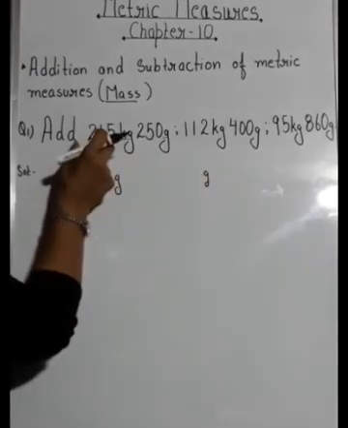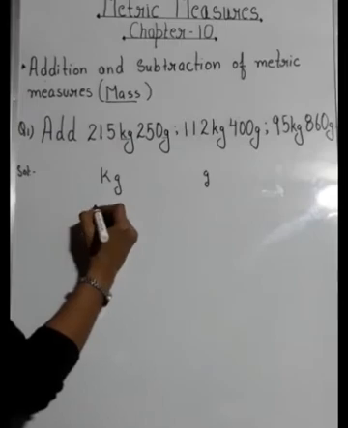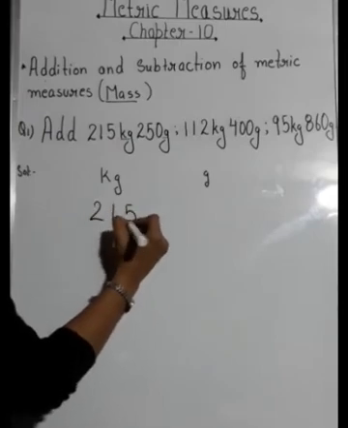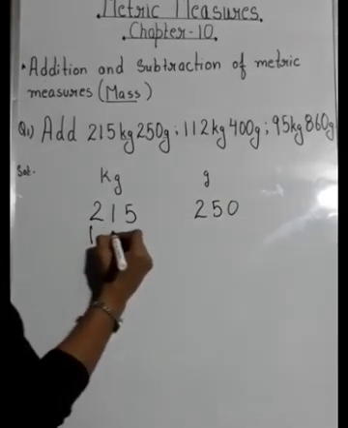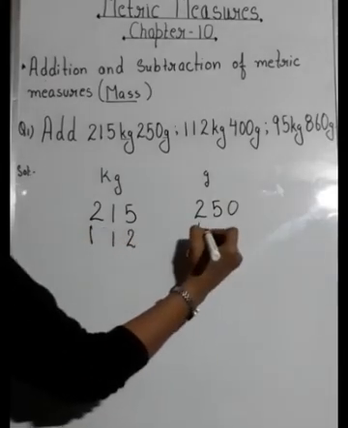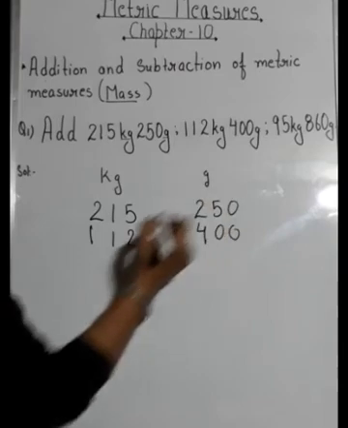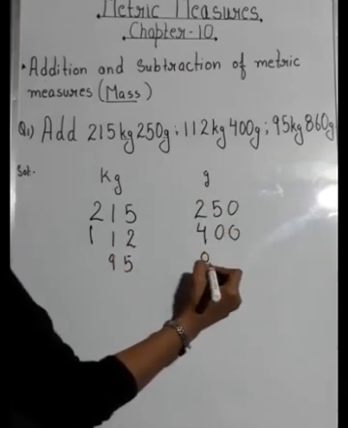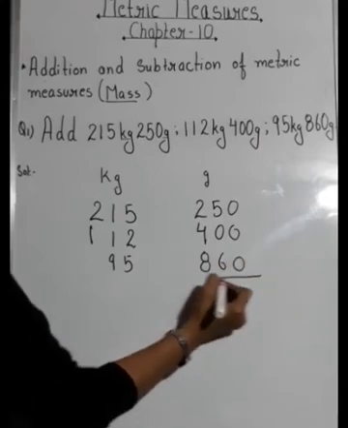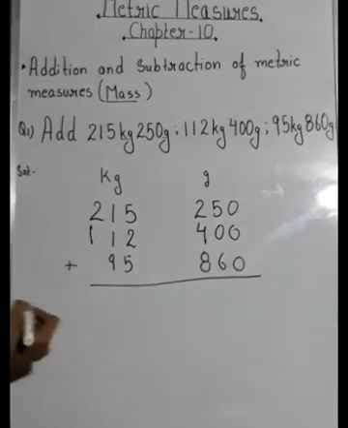Now write down the values according to the unit they are having. So this will be 215 and 250 will be written here. Next I'm having 112 and this 400 will be written over here. Then I'm having 95 and this 860 will be written over here. Now you have to add them.